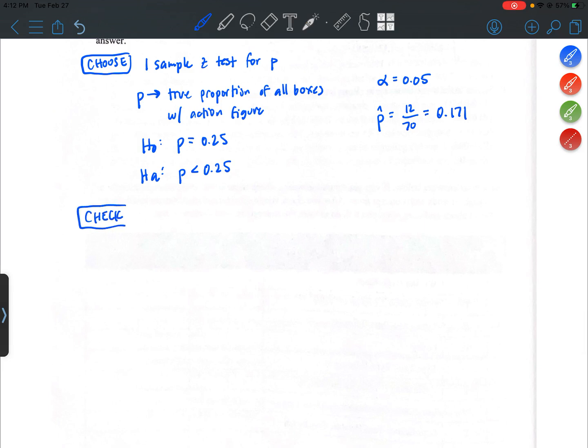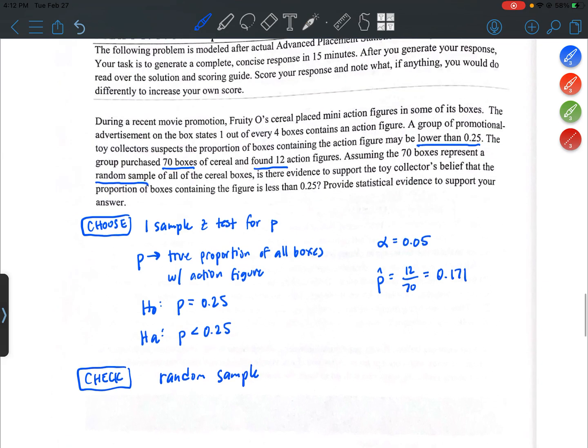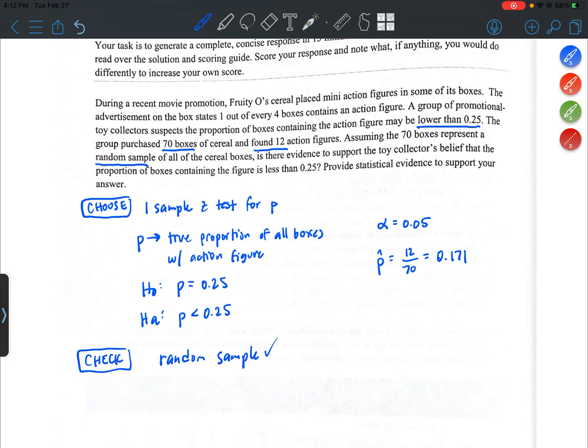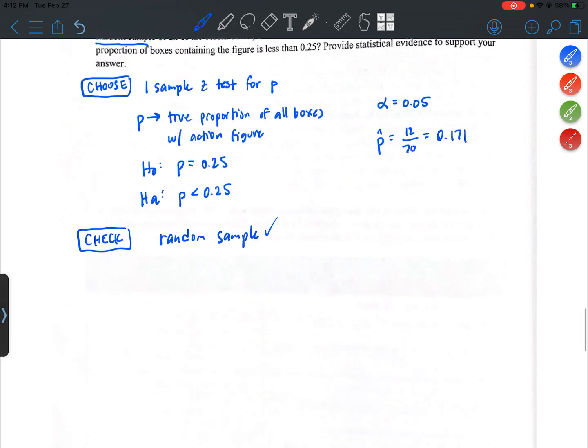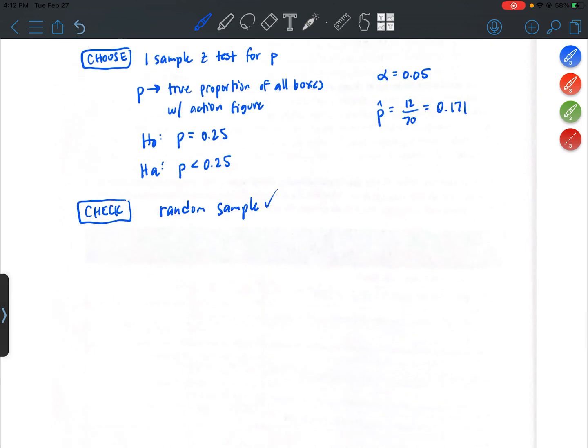We're going to check our conditions. So, random sample. If we go back to the question stem, it says right here that we can treat it as a random sample, so I'm just going to check that off. Next, the 10% rule. Is our sample of 70 cereal boxes less than 10% of all cereal boxes of this brand? It's safe to say that that statement is true.